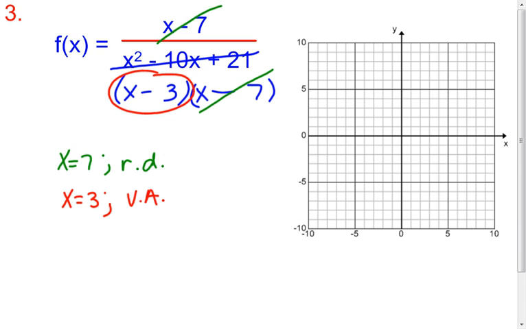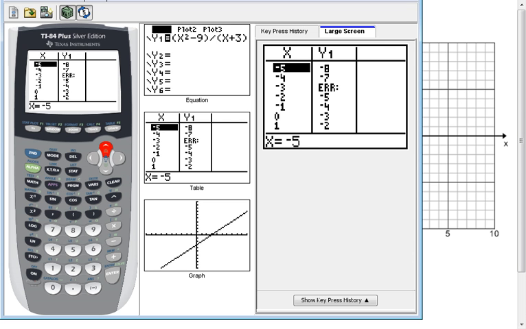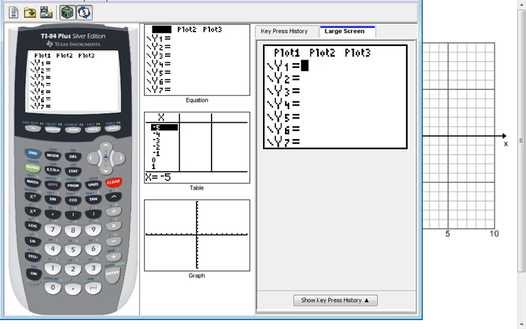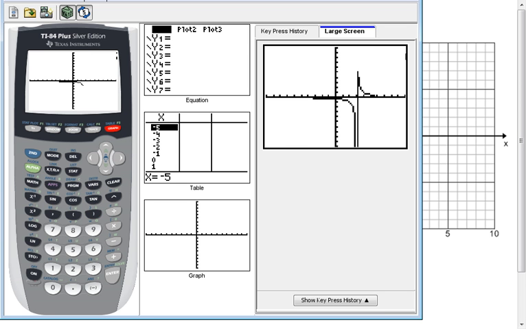And then the horizontal asymptotes I will get from my calculator. So I'm going to put this in. And again, you need to put the original function in, not the part after it's been factored, because that's not going to give you all the information you need. So you need to put the quantity x minus 7, divided by the quantity x squared minus 10x plus 21. Okay, and I'm going to go and graph that.